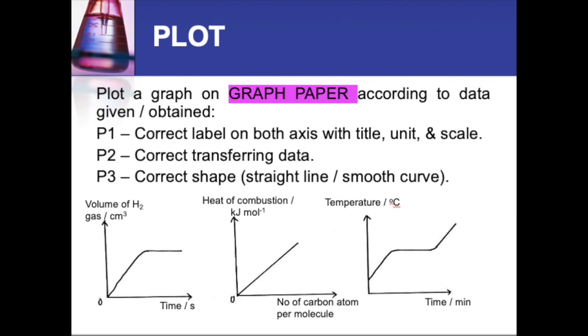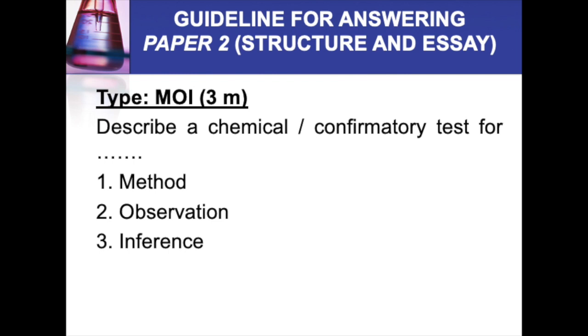Okay, next we are going to see how to answer a verification question, briefly describe a confirmation test question, that carries 3 marks. So we are using the method MOI. In MOI we have method, which means we have to put in an action word together with the testing reagent, followed by your observations, followed by your inference. Those 3 steps combined will give us the MOI.